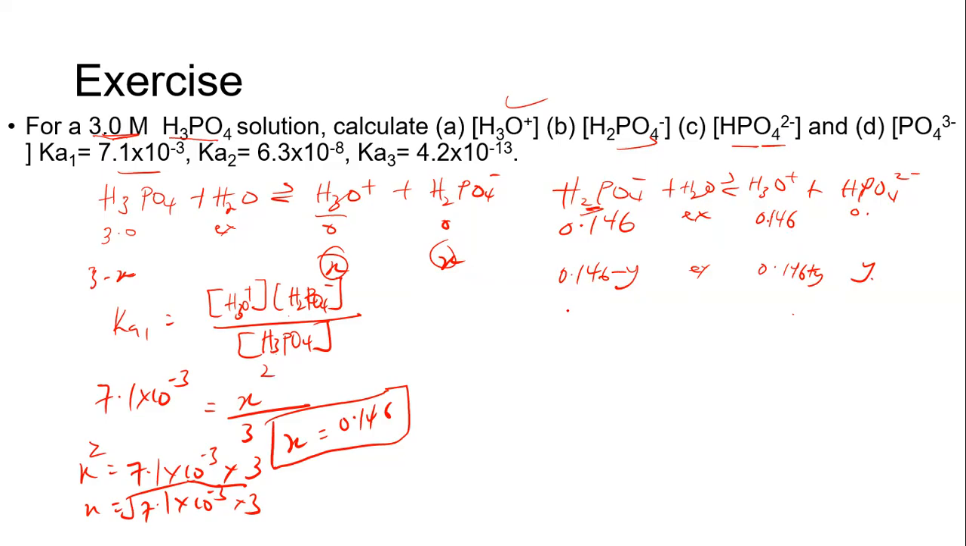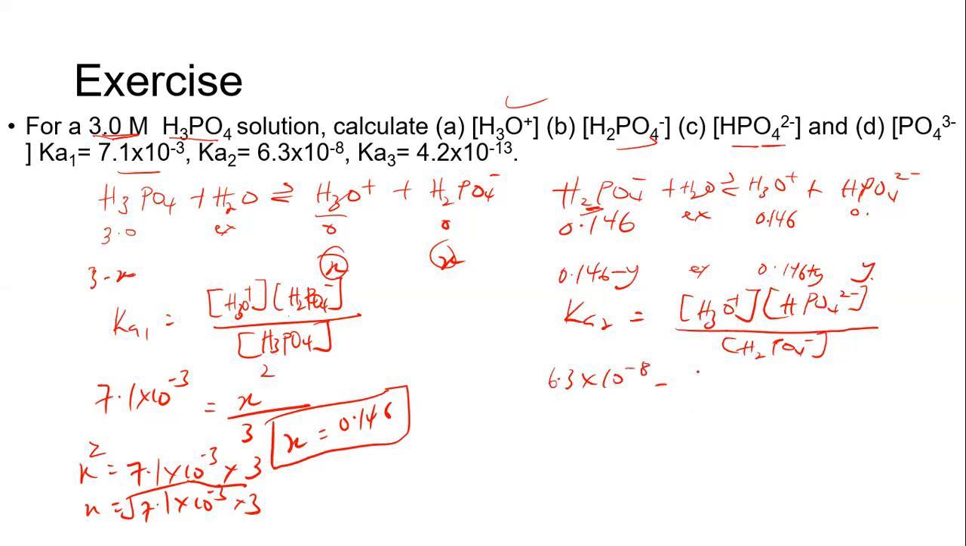Good, very simple. Now the Ka2 expression will be the concentration of the product, H3O plus, then HPO4 2 minus, all over the H2PO4 minus. Good. So this is it, right? Then we have the value for this one. So 6.3 times 10 raised to the power negative 8 is equal to the acid. What is the concentration of the acid?